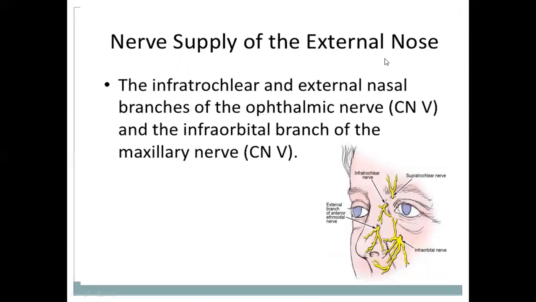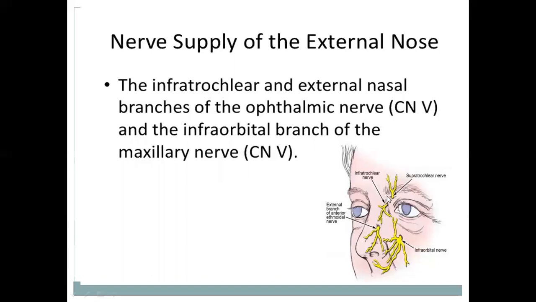Nerve supply of the external nose: the infratrochlear and the external nasal branches of the ophthalmic. So this is the infratrochlear, and the external branch of the anterior ethmoidal nerve. These two are branches of the ophthalmic nerve.